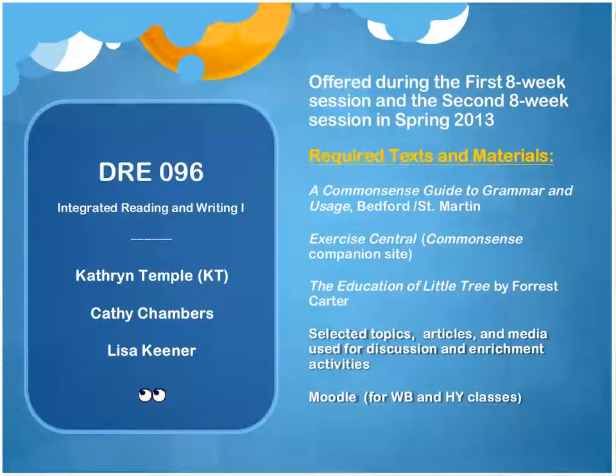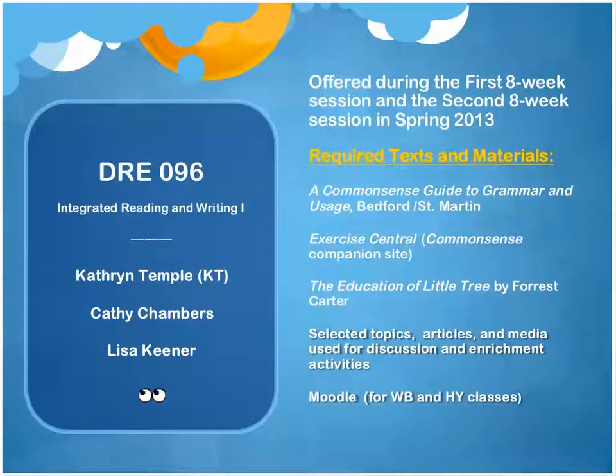So we offered these the first 8 weeks, which we call Fast Track 1, and the second 8 weeks, which is Fast Track 2. The existing materials that we had in place were Common Sense Guide to Grammar and Usage, which was a Bedford St. Martin, and Exercise Central, which provided some links and some quizzes and some practice exercises that could be available in complement of that grammar text.